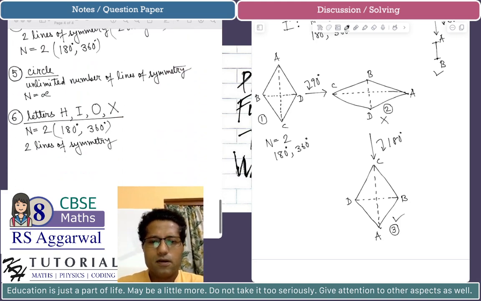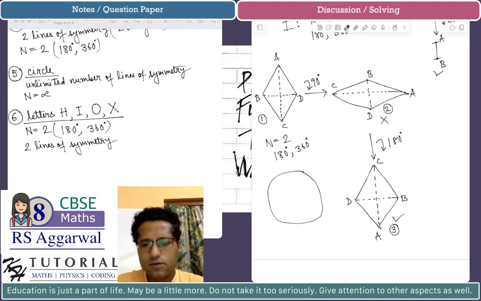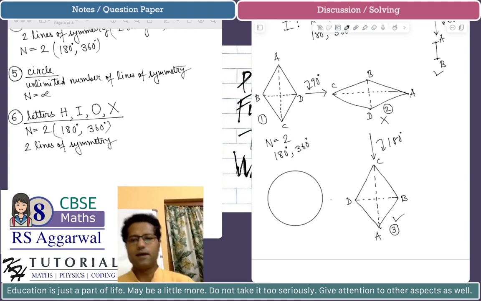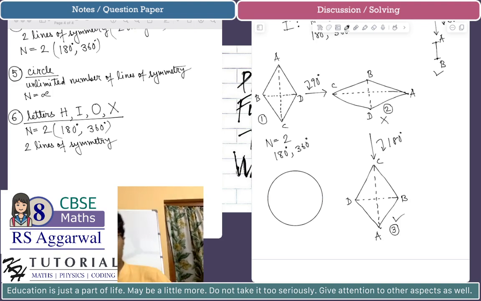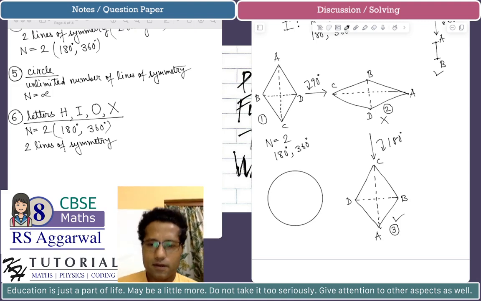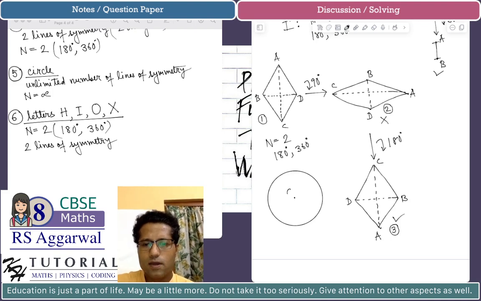Now circle. A circle, as you can see. Now what are the lines of symmetry of a circle? We have already discussed in part 1 that any diameter of a circle is its line of symmetry. Now how many diameters are there in a circle? There are an unlimited number of diameters in a circle. If you consider the center of the circle as O, there are an unlimited number of points on the circumference of a circle.